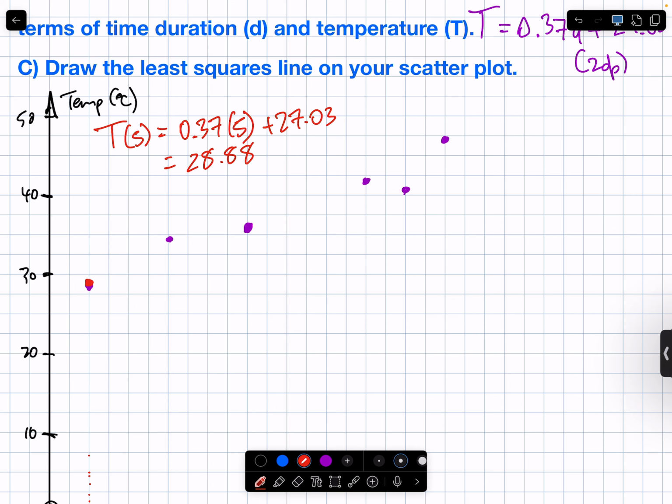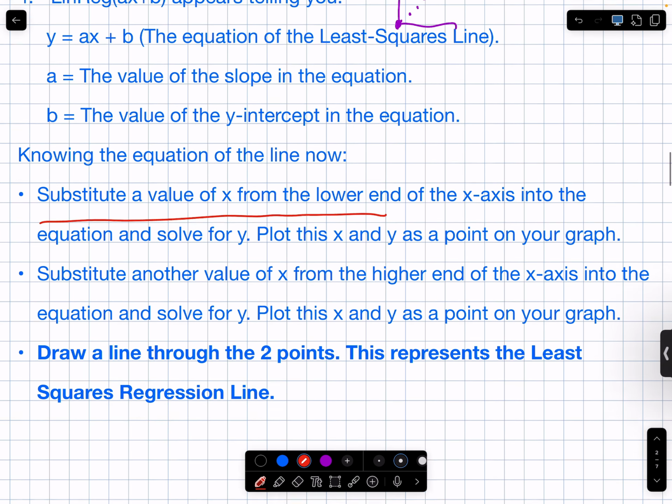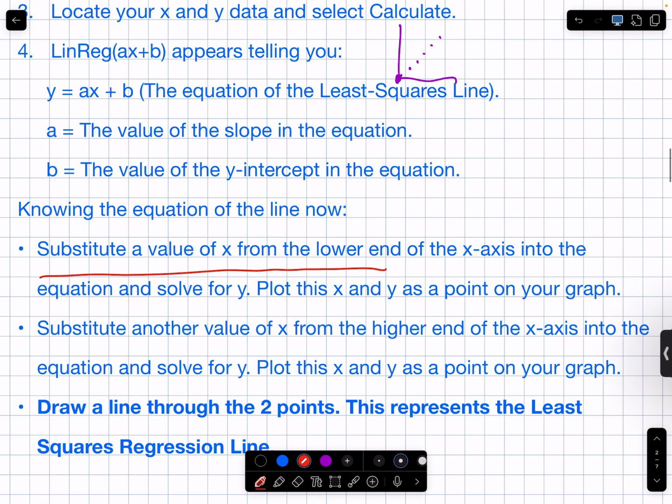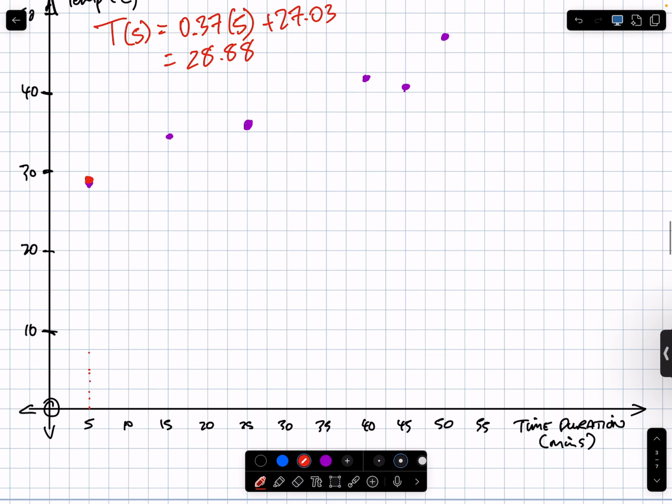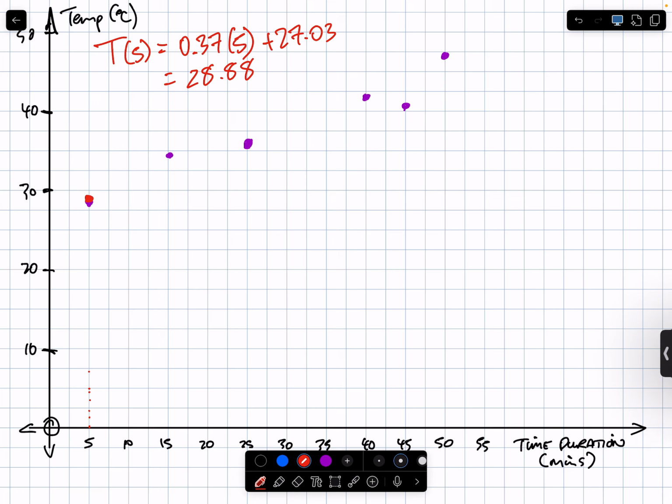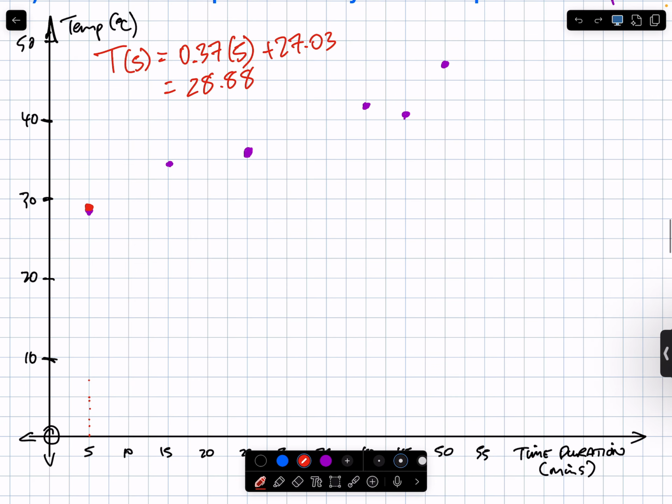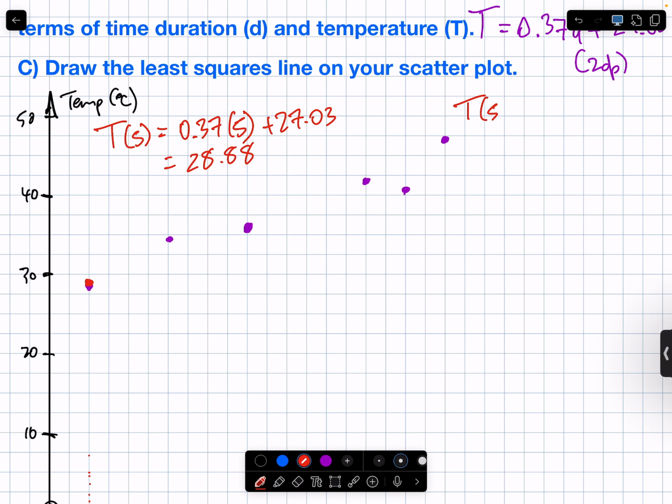Can you see why I said one of the other steps was to choose another number on the right side somewhere? Why do I want it on the right side? I don't want you to choose 10 and we draw a line based on 2 dots that are right next to each other. That's not the best idea. What's a nice round number that's way on the other side of my x-axis? Let's do 50. So T, 50. We're going to go 0.37 lots of 50 plus 27.03.